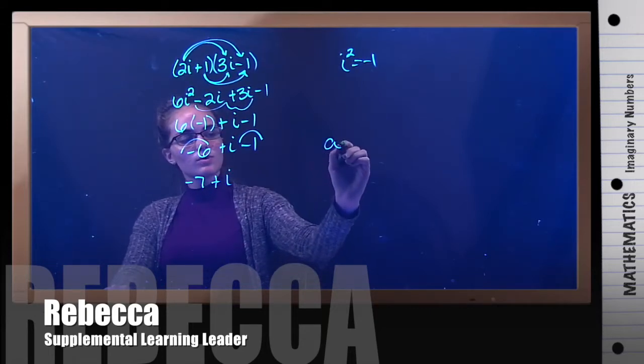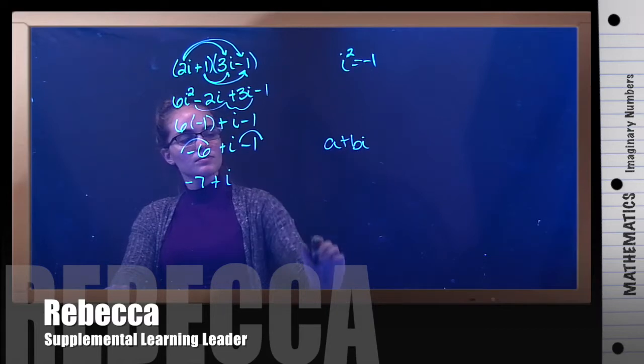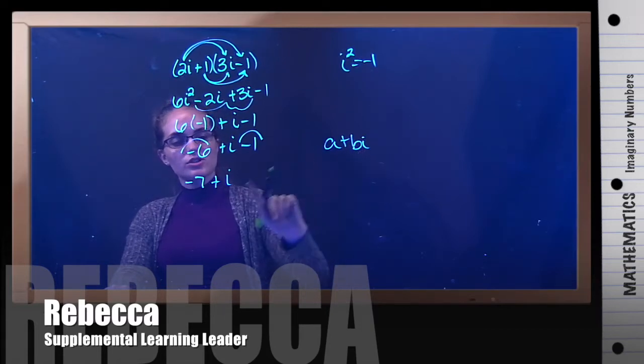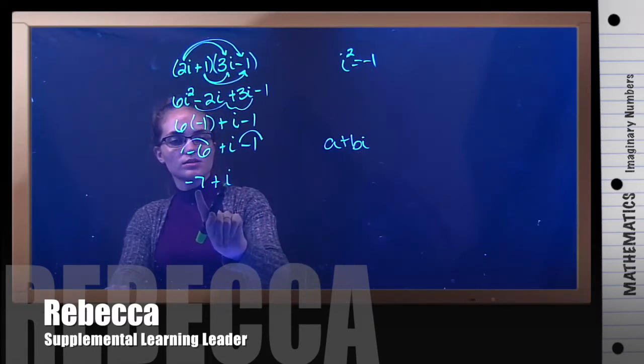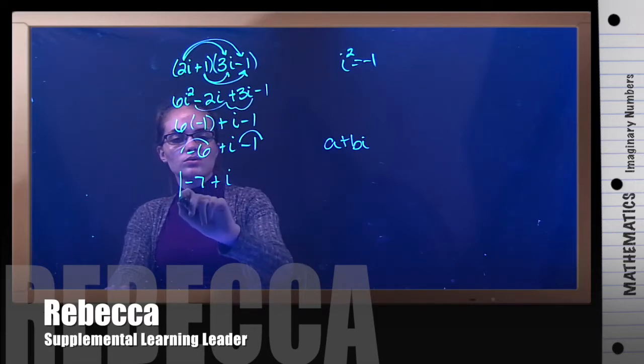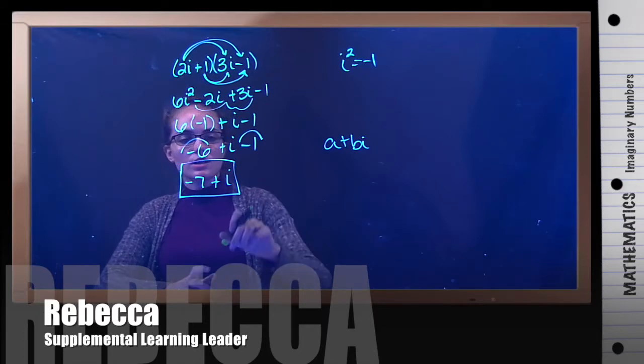It should always be in the form of a plus bi form. So our i term should always be second after our constant. And that's what it's in already, so it looks like we're good, and that's our final answer.